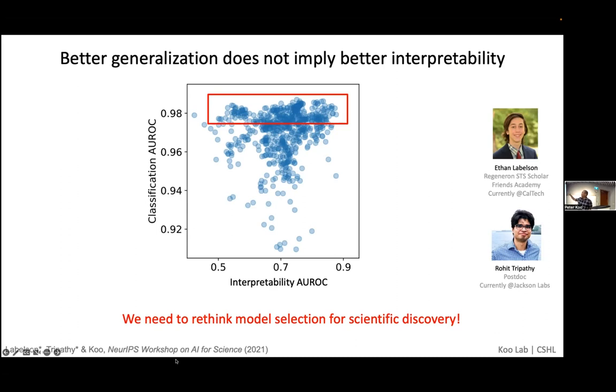Now, the striking thing you can see here is that there are so many models. Each dot is a different unique model. There are so many models that have high classification performance, but their interpretability performance is all over the place. That means that our current strategy on selecting the best model is fundamentally flawed, because what we tend to do as a field right now is select the best model based on held out test performance. But that's all of these models in the red box here. And you can get completely different interpretations from attribution analysis from just using the single metric. So we really need to rethink model selection for scientific discovery.